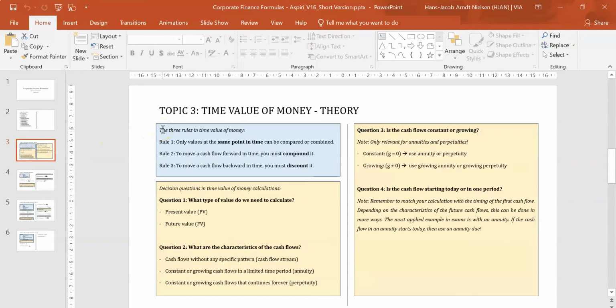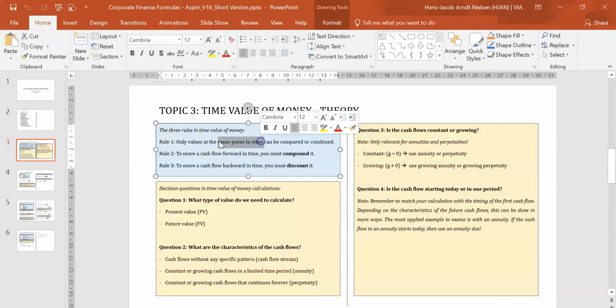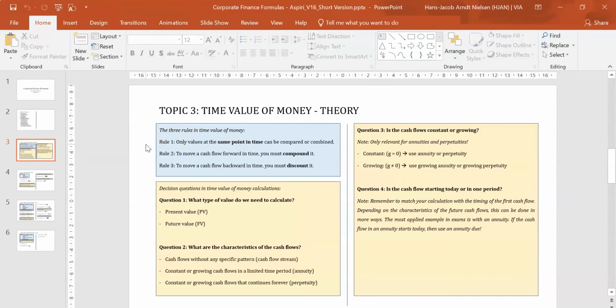So in time value of money, we generally have three rules that always apply. The first rule is that you can only add, combine, and compare values that are in the same point in time. That means that if you have a value that is compounded forward to, for example, time 5, you cannot add that to a present value at time 0. It simply doesn't make sense. It's like adding apples and oranges.